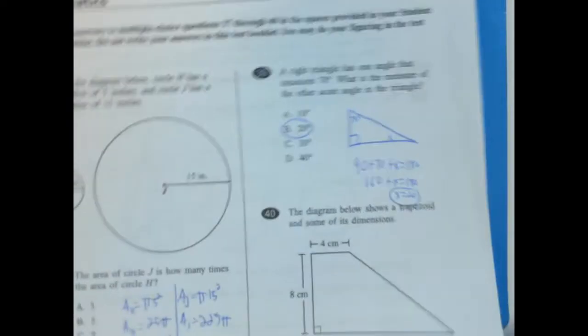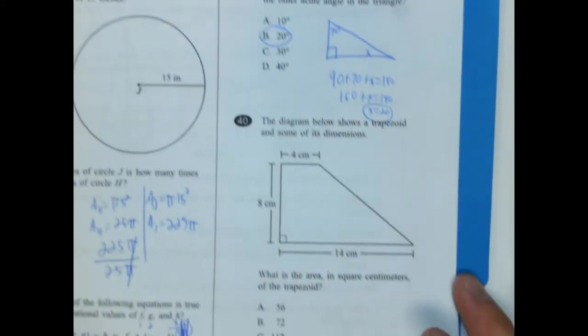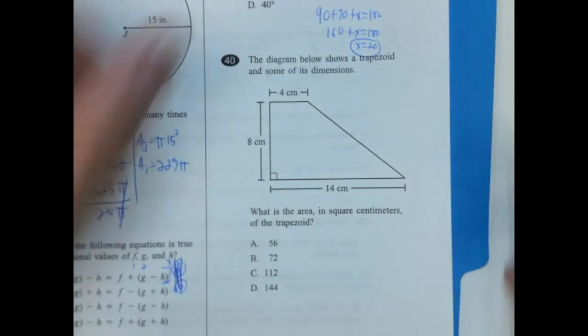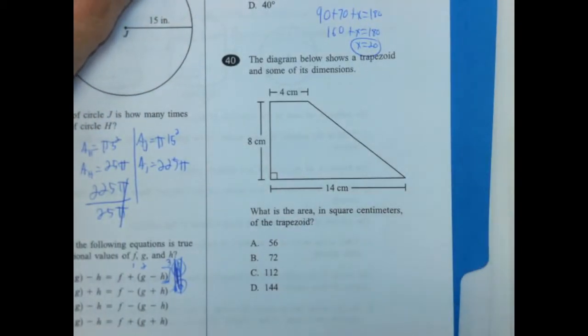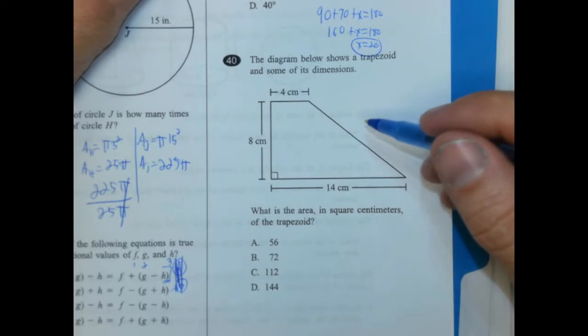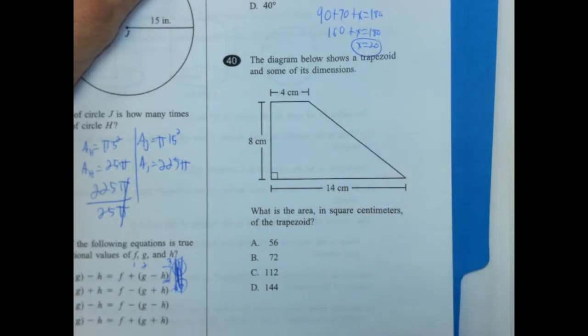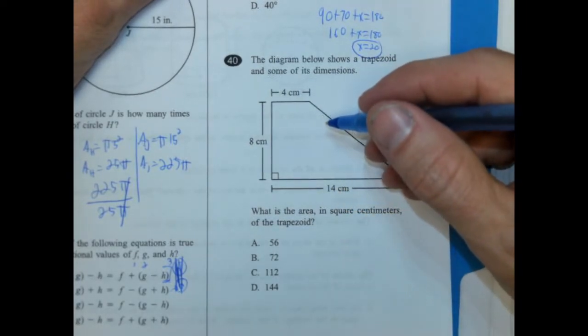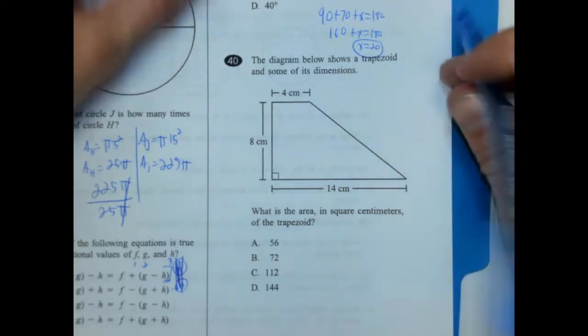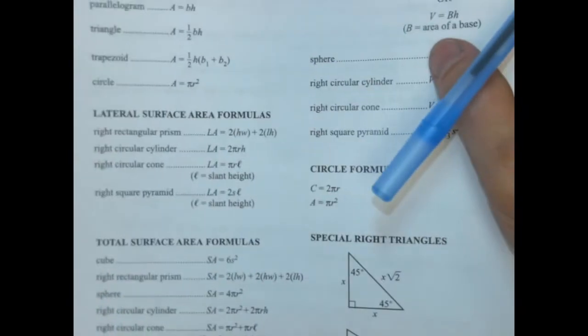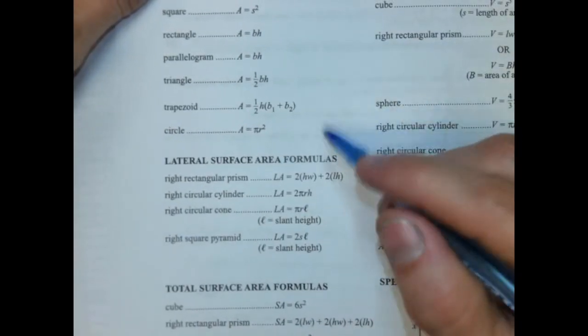Okay. And then, we're not going to get to the open responses, but we'll finish the last multiple choice here. All right, so the diagram below shows a trapezoid and some of its dimensions. What is the area in square centimeters of the trapezoid? So trapezoid, I think they give us the formula for that. You can actually figure it out without the formula, though. Area of a trapezoid. Here we go, right here.